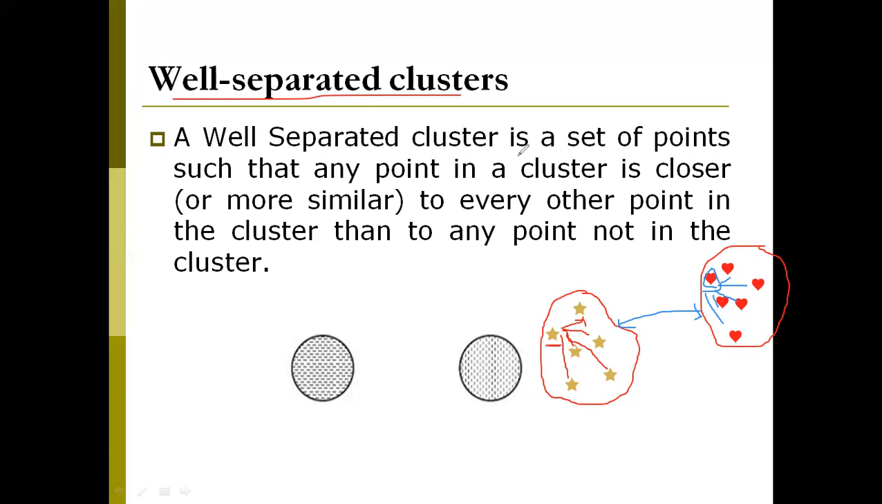A well separated cluster is a set of points such that any point in a cluster is closer to every other point within that cluster than to any point not in the cluster. So this is the same idea: all the points are separated, this is one cluster and this is another cluster.